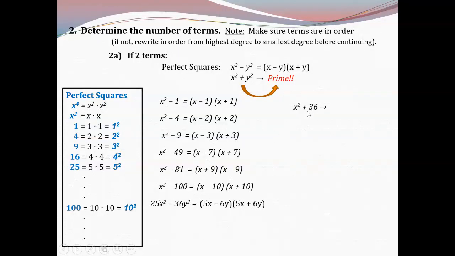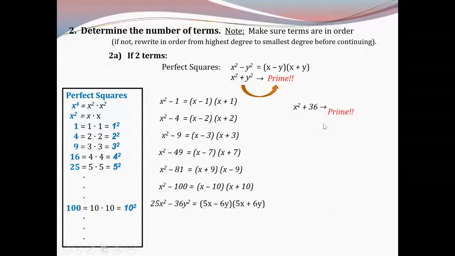Okay, how about x squared plus 36? Can somebody give me that one? What do you guys think? X plus 6. Okay, and then what else? The square. But check this out. If it's plus, x plus 6 and x minus 6, no, check this out. If it's plus here, what is it? It's prime.